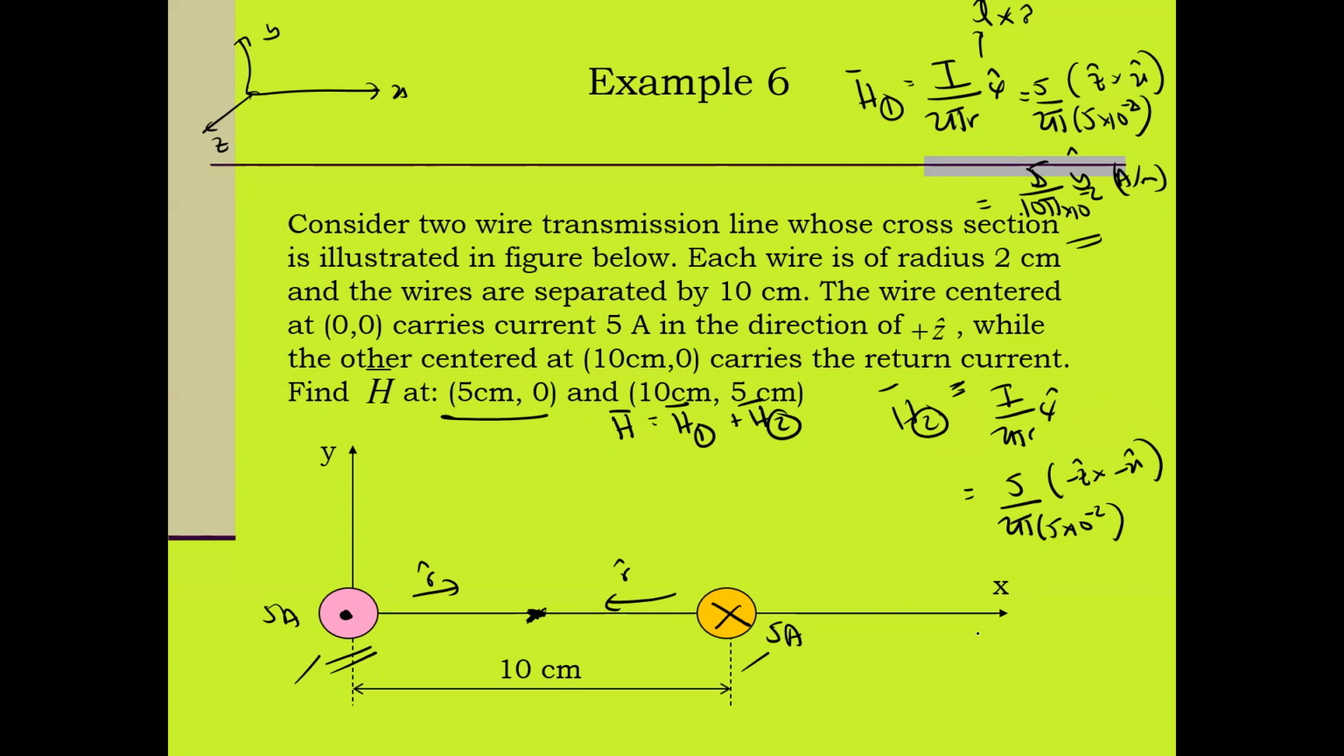When we proceed with the solution, the answer will be 5 over 10 pi times 10 power of negative 2. Negative Z cross negative X will give us positive Y direction, in ampere per meter. So when we add the two, H1 and H2, we are supposed to get 1 over pi times 10 power of negative 2 in the Y direction, in ampere per meter. That should be your H field intensity at the point 5 centimeter, 0, produced by these two transmission lines.